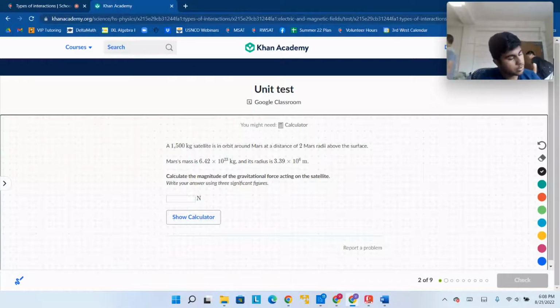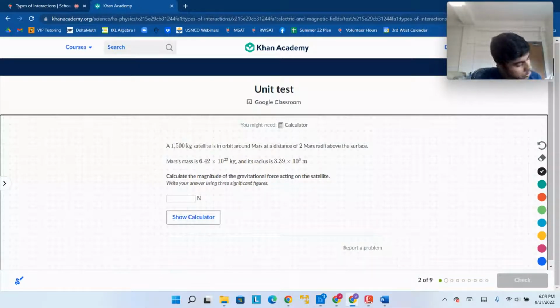So what we're going to do here is write down the gravitational equation. How are we going to do that? Well, the formula for the magnitude of the gravitational force is the gravitational constant G times big M times little m over r squared.